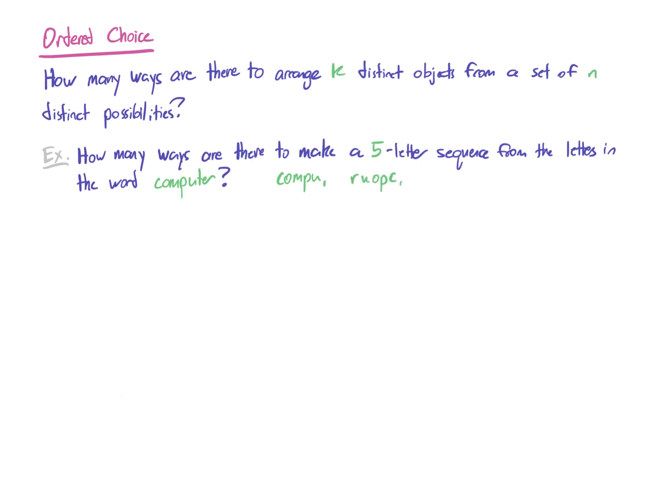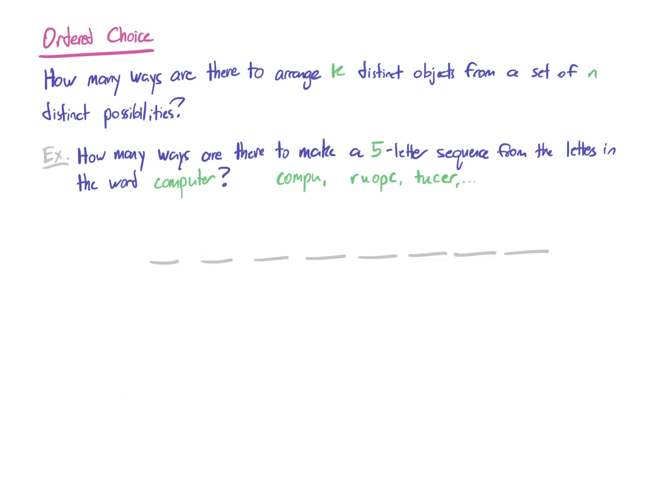RUOPC, there's another one. And here's a third one, TUCER. So all of these are arrangements of letters in the word computer. So how could we start thinking about how to count the number of possibilities we have here? Well, one way is to go back to our blanks.